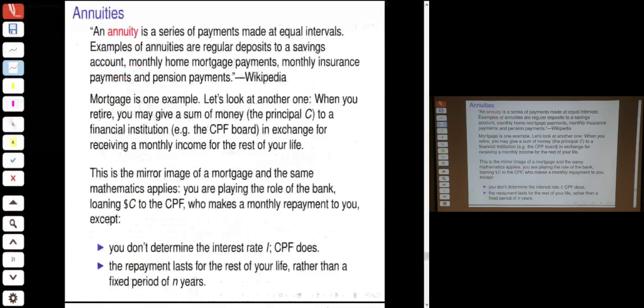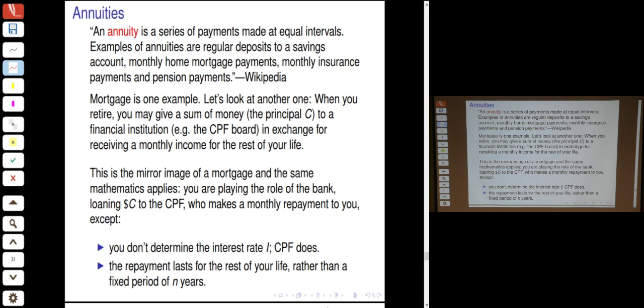Okay. So let us go ahead and discuss a bit about annuities. So an annuity is a series of payments made at equal intervals. So examples of annuities are regular deposits to a savings account, monthly home mortgage payments, monthly insurance payments, and pension payments. So this is a definition that is taken from Wikipedia.